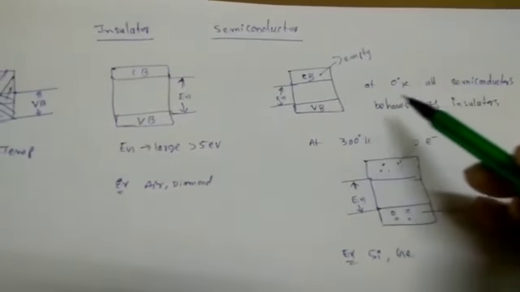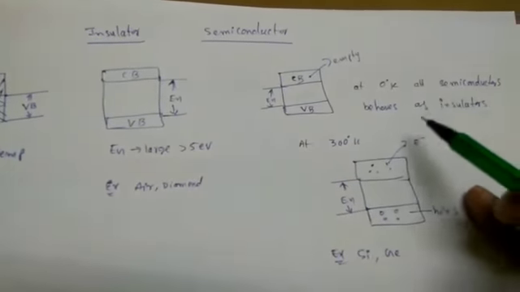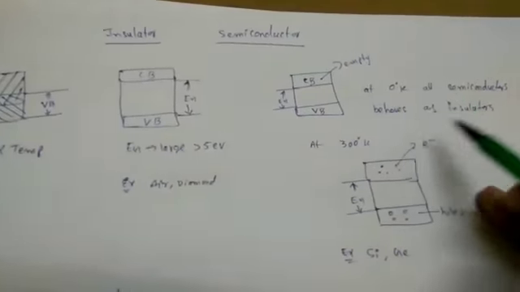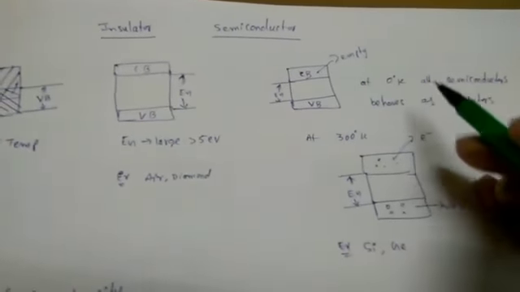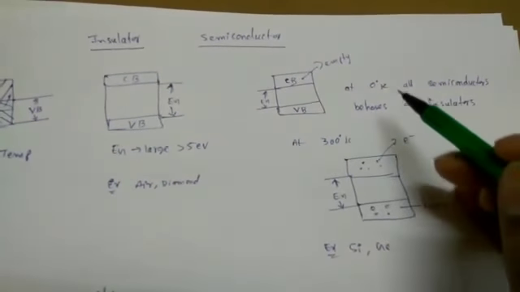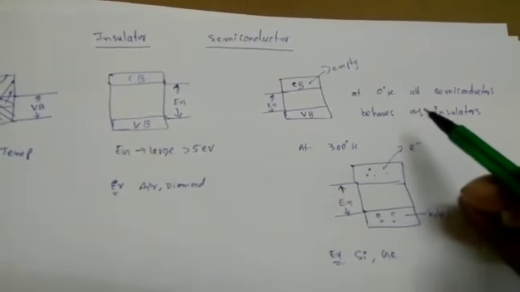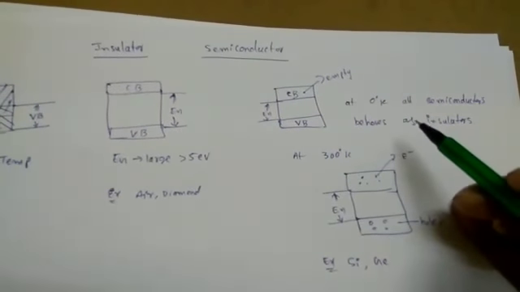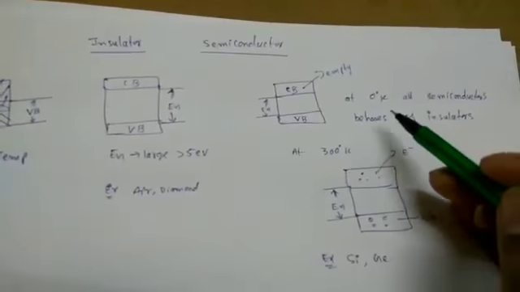But at 0 degree Kelvin, all semiconductors behave as insulators. So we have to remember this point also. They may ask directly, right? At 0 degree Kelvin, how does a germanium semiconductor behave? It is like an insulator only.